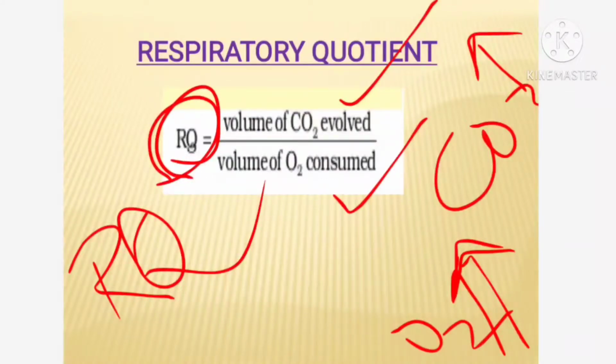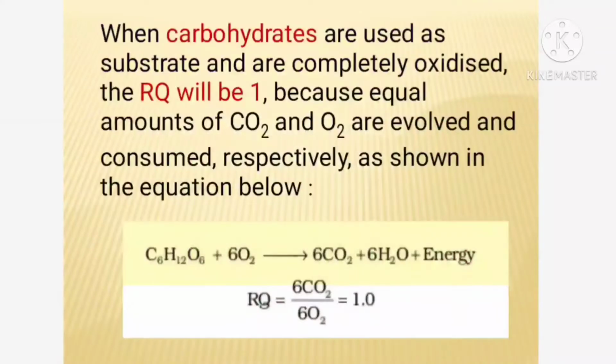So, what is respiratory quotient? It is the ratio between the volume of carbon dioxide evolved, which is evolved when respiration is going on, to the volume of oxygen consumed. That one we call the respiratory quotient. So, respiratory quotient is the volume of carbon dioxide evolved to the volume of oxygen consumed, how much oxygen is taken in and how much carbon dioxide is given out. The ratio between the same is called what? Respiratory quotient.